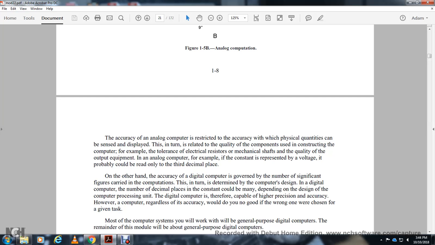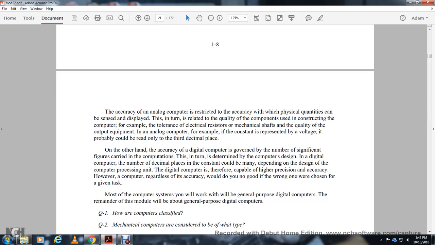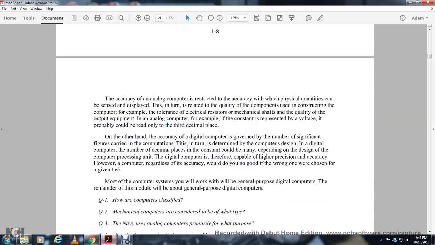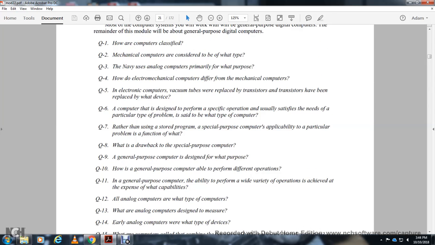However, a computer, regardless of its accuracy, is no good for the wrong choice for the given task. For the computer system, you will work with the general purpose digital computer. For the remainder of the module, we cover general purpose digital computers.